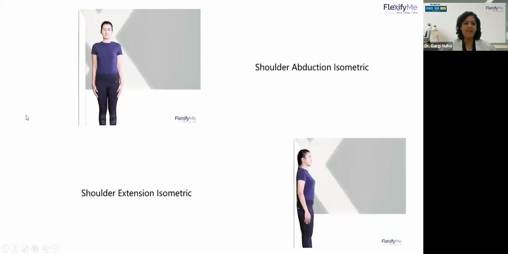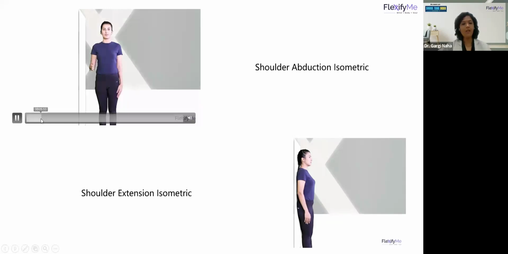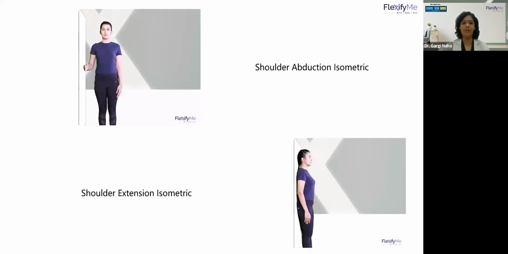Right. The next exercise or movement is for the strengthening of your shoulder. How you do it is, you stand closer to the wall, bend your elbow, and push the wall slightly. How much pressure? Only 20 to 30% of your pressure. That's it. Not more than that.